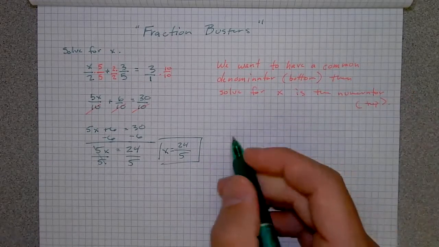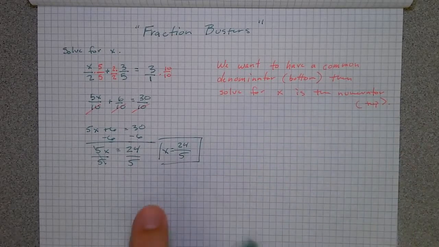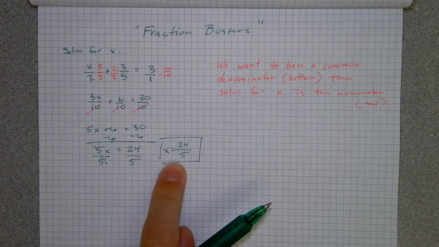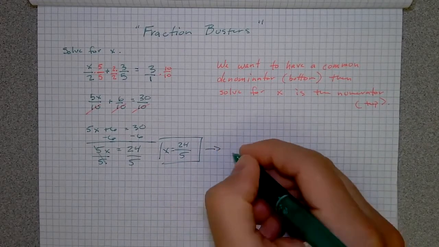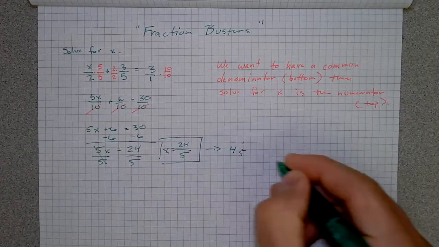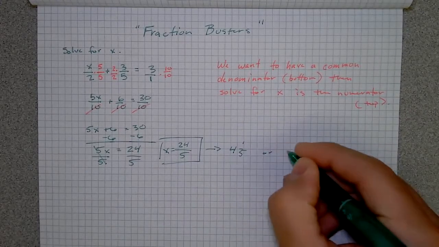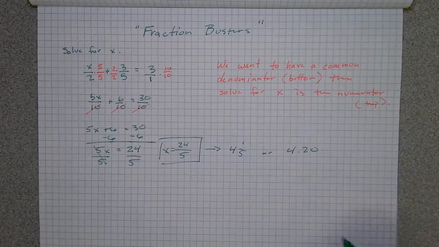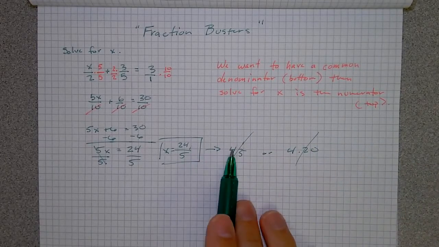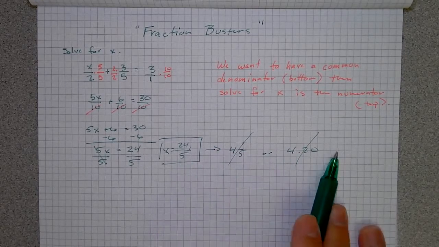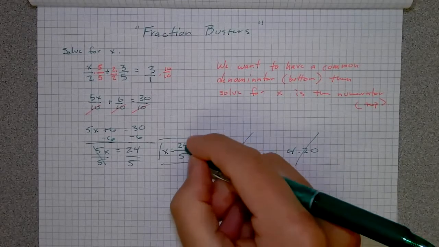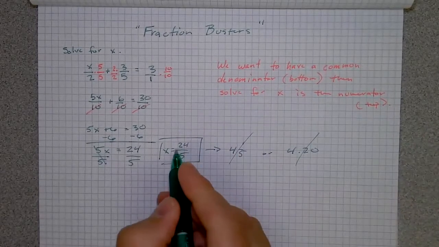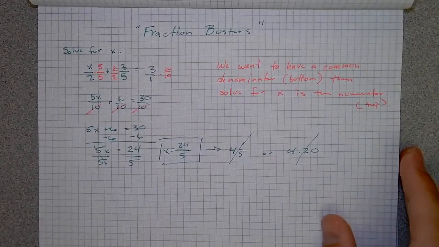On a test, this is a 100% correct answer. No need to do anything else. I always see people trying to go like 4 and 1/5 or 4.20. You don't need to do that. Odds are you're going to make a mistake going from this to one of these two values. So just don't even do it. Just leave it 24 over 5. Very acceptable answer.